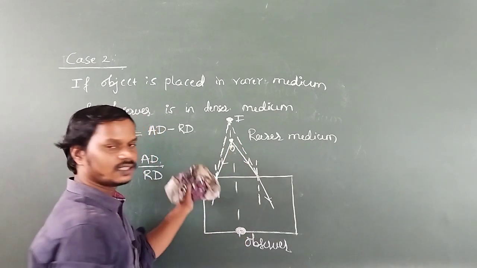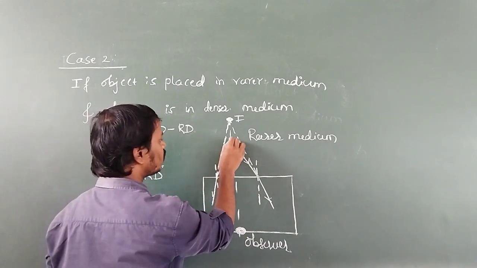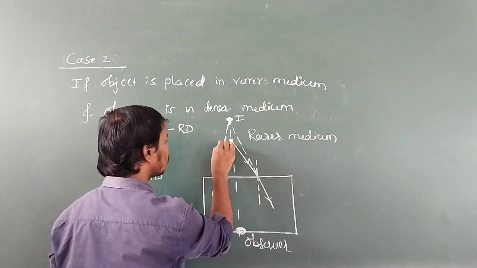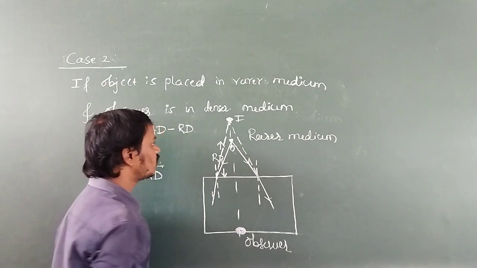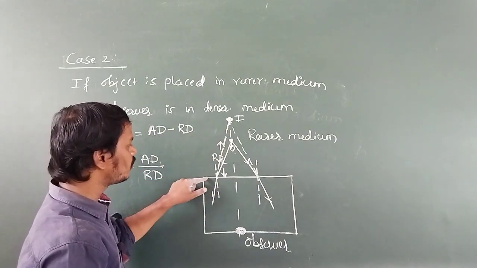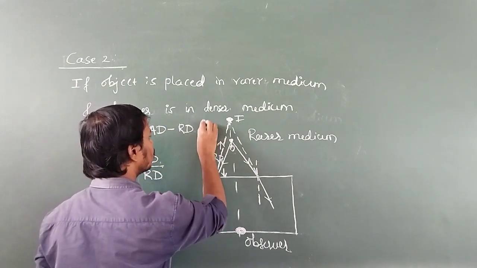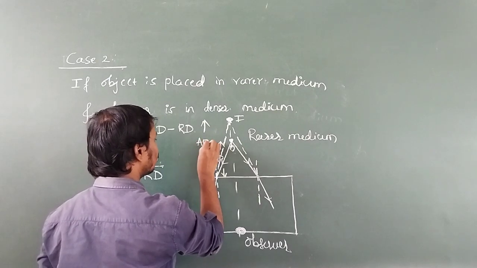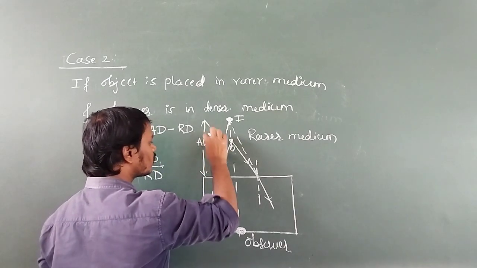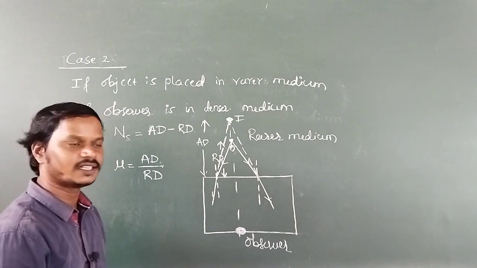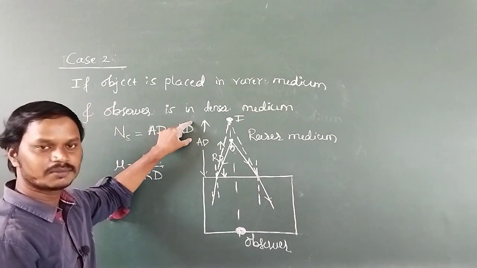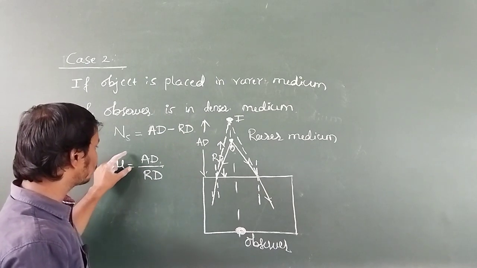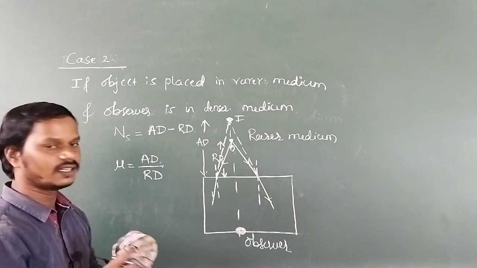Then which is the real depth here? The distance of the object from the refracting surface is called real depth. This is RD. And the distance of the image of the object from the refracting surface is AD, that is apparent depth. Hence in the diagram, apparent depth is greater than real depth. That is why we write normal shift as apparent depth minus real depth, and the refractive index of the medium as apparent depth divided by real depth.